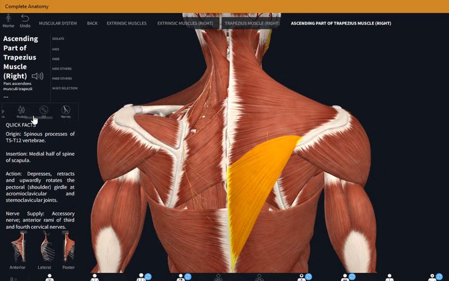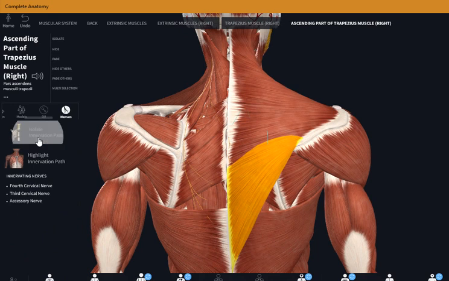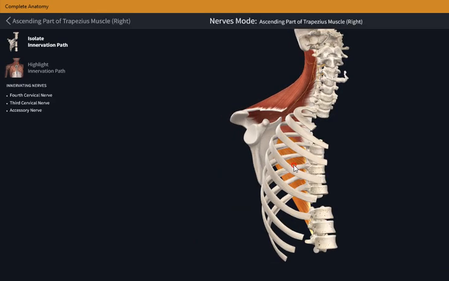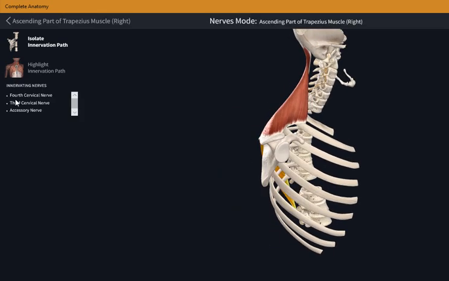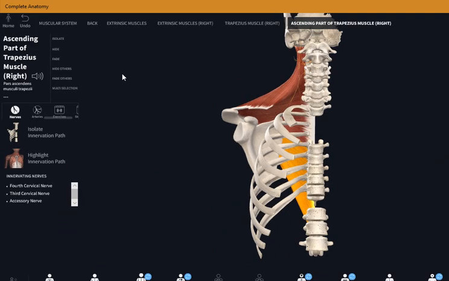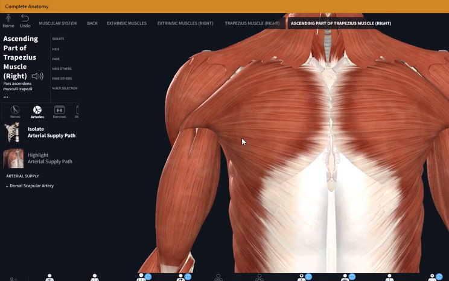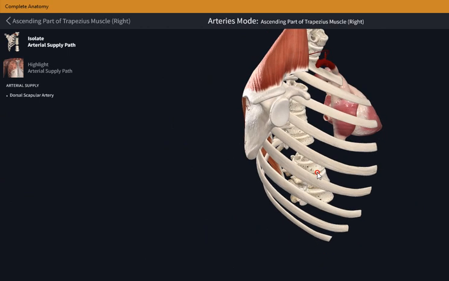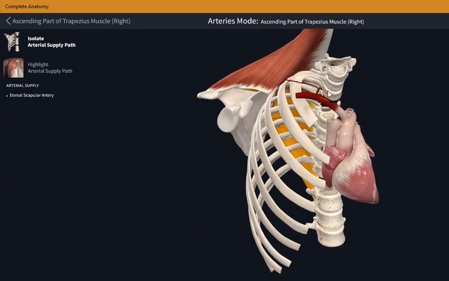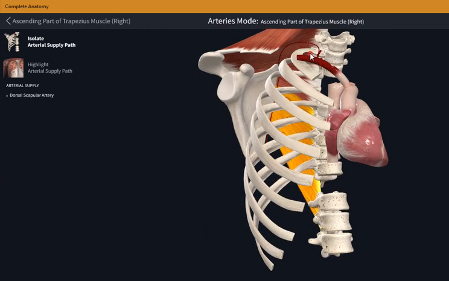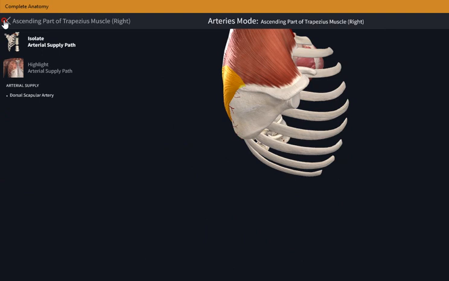Now you have the same nerve isolation. If you isolate the nerve, you still see that it receives from the fourth cervical nerve, the third cervical nerve, and the accessory nerve. These are the main nerves involved here. The next part to visualize is the arterial supply. The arterial supply will be via the dorsal scapular nerve. The dorsal scapular nerve is the one which supplies the muscles of the back here.